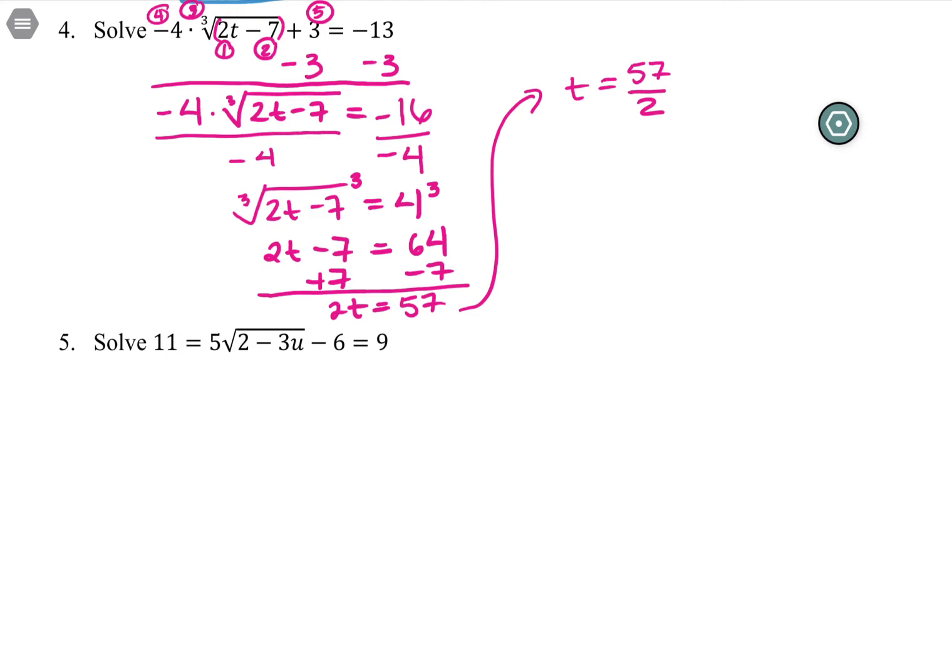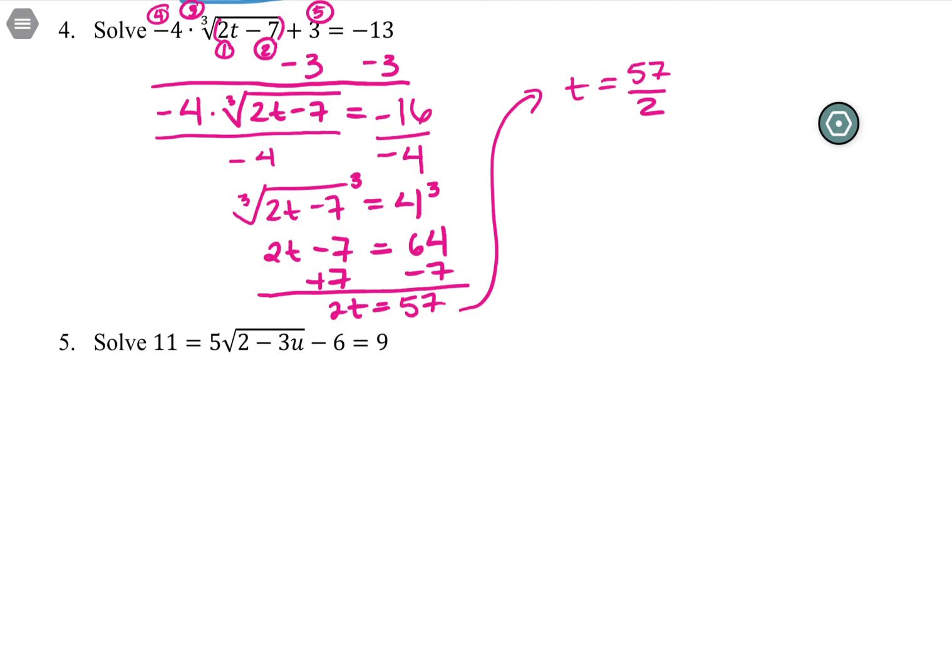We don't need the mandatory check with cube roots. It really is only square roots or fourth roots, but if in doubt, just check it, especially on exams when you have a calculator. I know on mastery quizzes, if you don't have a calculator, sometimes messy checks can be hard. I don't really think this one's going to end up being that bad. 57 minus 7. So we get the cube root of 50. Okay, maybe I do want to look.